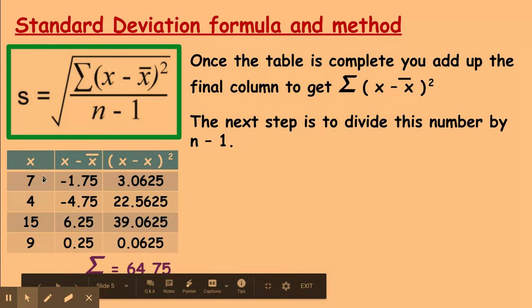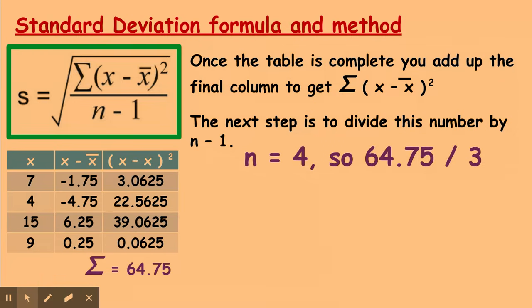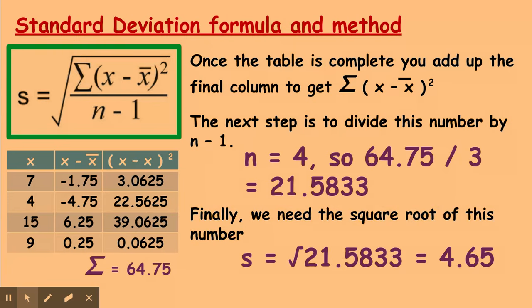Once I've got that value, I then need to divide my value here by n minus 1. N is the number of samples I've got. So I've got 4 samples here. So therefore, n minus 1 is 3. So I'm going to do 64.75 divided by 3. And that gives me 21.583. I then need to square root this to get my final standard deviation, which is like so.